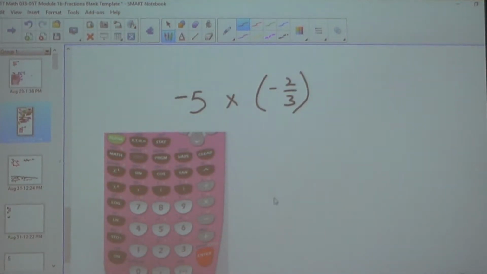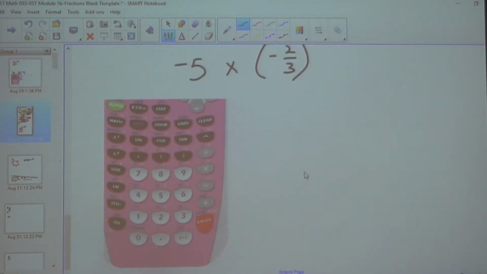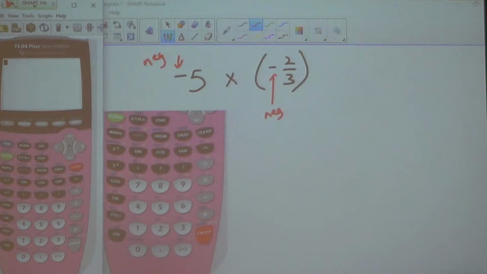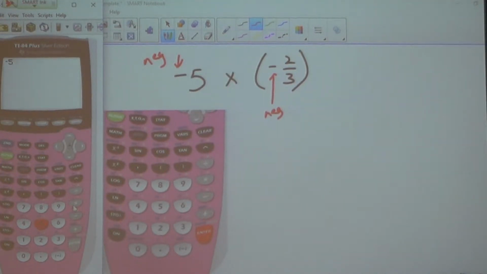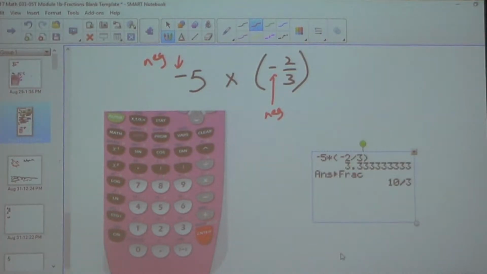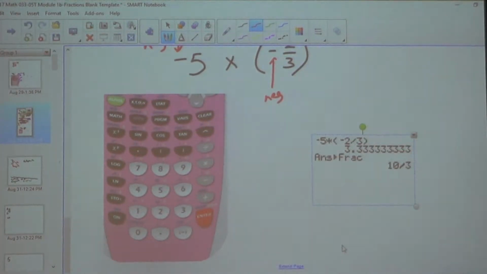Oh, here's another one on entering into your calculator. What is this one? A subtract or a negative? Negative. What is this one? Negative. So if I was doing this in my calculator, it would be -5 times parentheses -2 divided by 3. And then I would math enter, or I would subtract the dollars according to how they want it. But both of those are going to be negative.